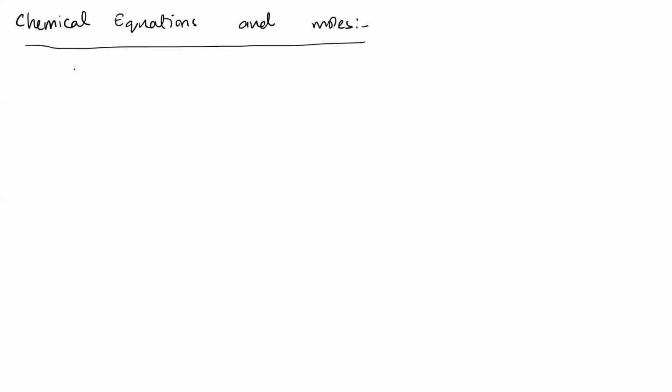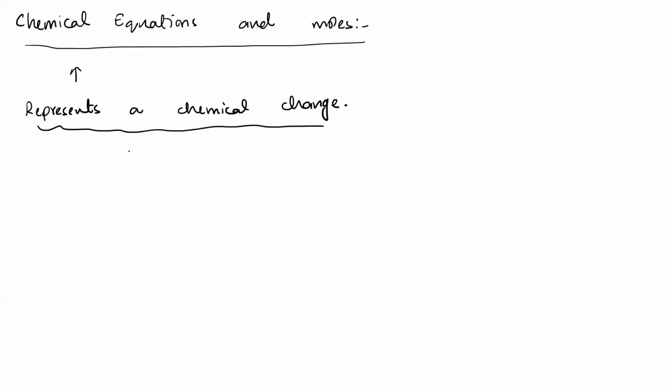Okay. So today we are going to start up with basically chemical equations and moles. Okay. So everyone knows a chemical equation basically represents a chemical change, and in a chemical equation we talk about reactants. These are the substances which react and then they form new products.